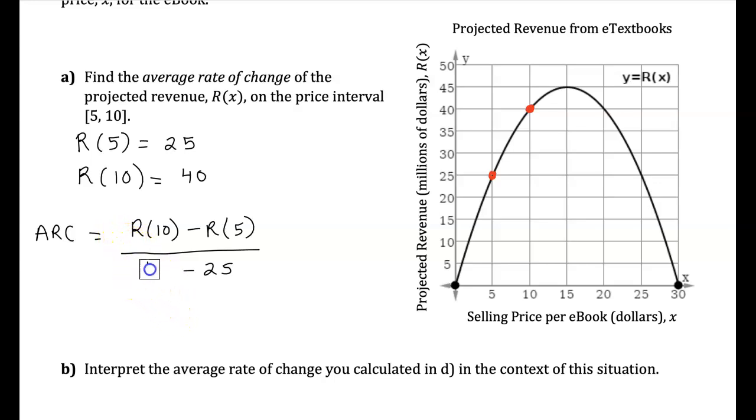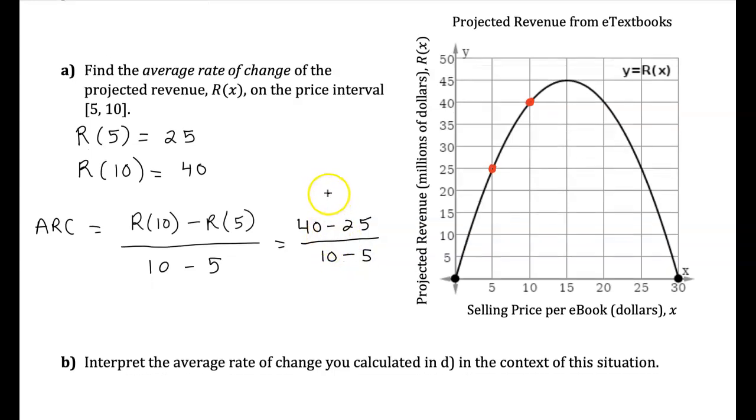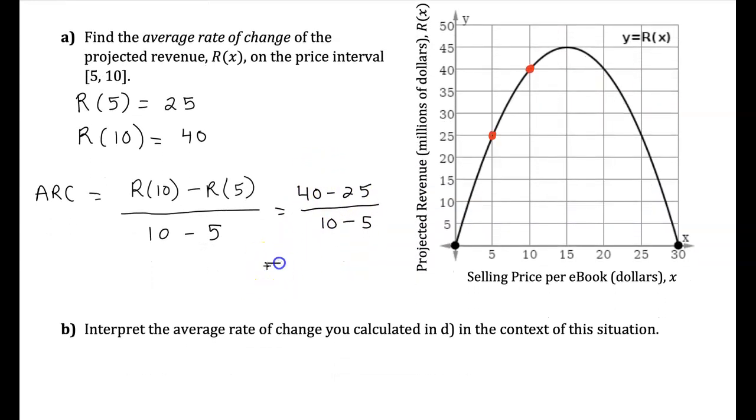Pardon me, excuse me, not 40 minus 25. This is 10 minus 5. And the numerator would give us the 40 minus 25, all over 10 minus 5, right? And you can see that's going to be 15 over 5, which is 3. So the average rate of change is 3.